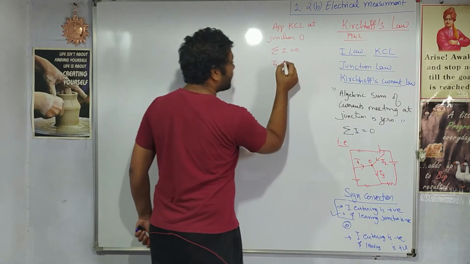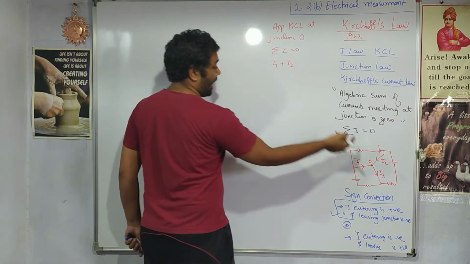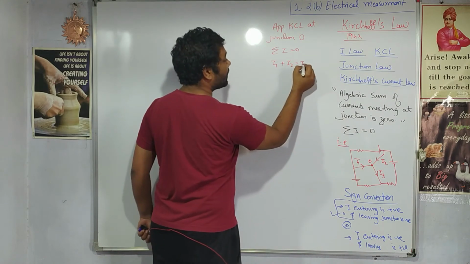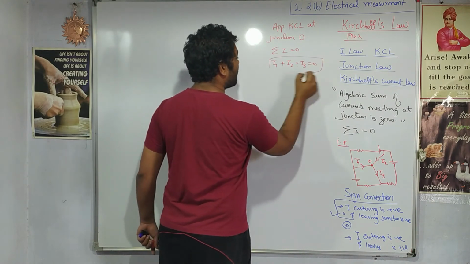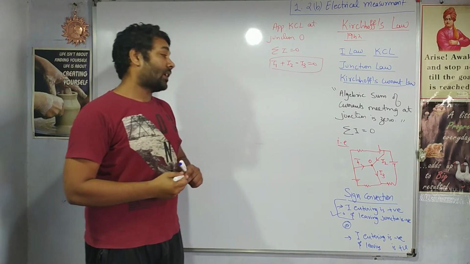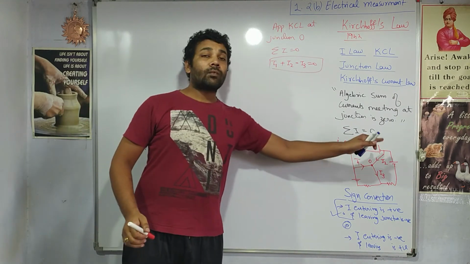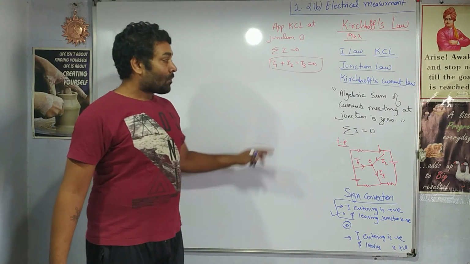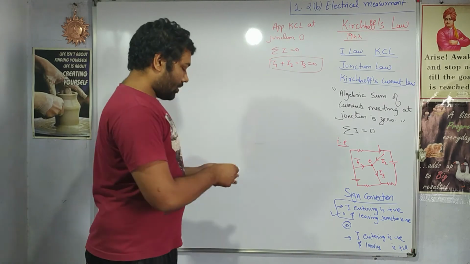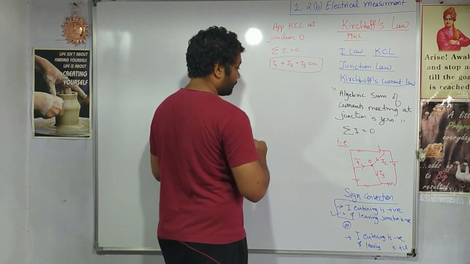I2 is again entering, so it is positive, right? I3 is leaving, so it must be negative. So if you simplify this, it will be helpful to you in finding out the value of one of the currents if two are given to you. This is Kirchhoff's current law.